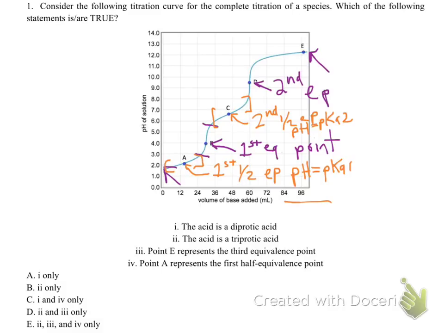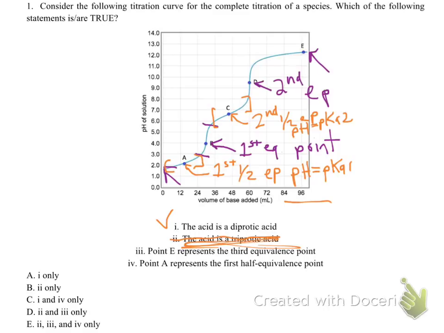Alright, so let's see what these choices have to say. The acid is a diprotic acid. Well, let's see. There are two equivalence points that we talked about before, which means there are two protons that can be removed. So I like this one. Ding! The acid is a triprotic acid. Now wait a second! We just said it was diprotic. That's malarkey.